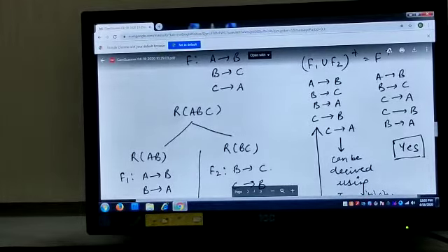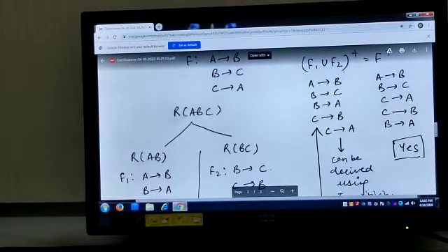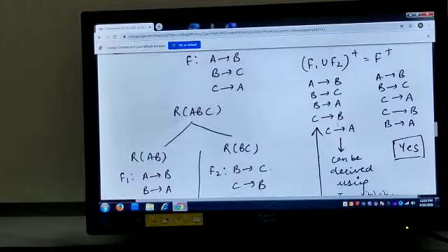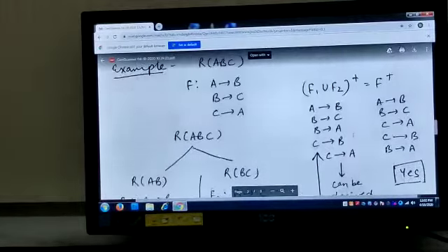Now you can see, initially in F I was having A to B, that this union is giving me. I am having B to C that this union is again giving me. This C to A, can I conclude from there C to A? Yes, I can. We have C to B, we have B to A. I can derive C to A again using the transitivity rule.